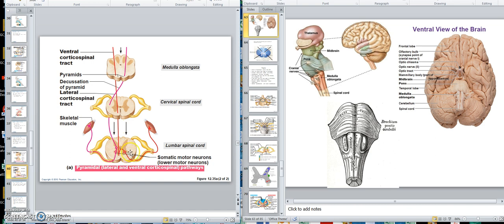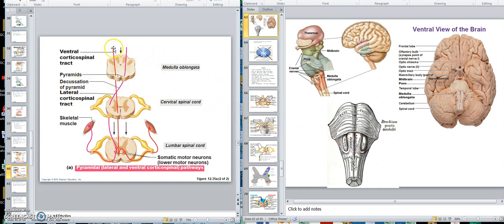Okay? So that's the ventral. See, right here is the lateral. Now, the ventral corticospinal tract handles skeletal muscles in the trunk. The lateral corticospinal decussates up here in something we call the decussation of the pyramids. See, it decussates up here.